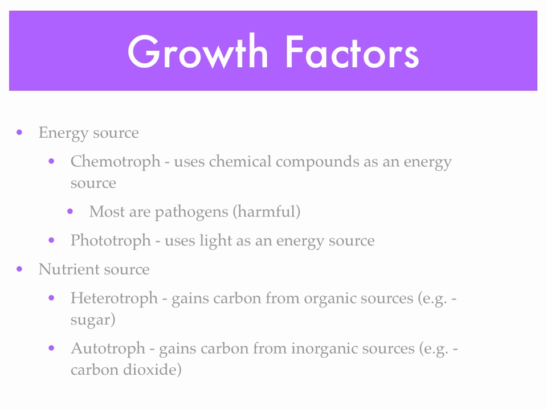A final method for classifying bacteria is looking at their growth factors, the energy and nutrients they use to grow and develop. We have two main energy sources for bacteria. Either they're chemotrophs or they're phototrophs. Chemotrophs use chemical compounds, hence chemo, and troph being how they make their food. So they use chemical compounds as their energy source, whereas phototrophs use light, or photo, as their energy source.